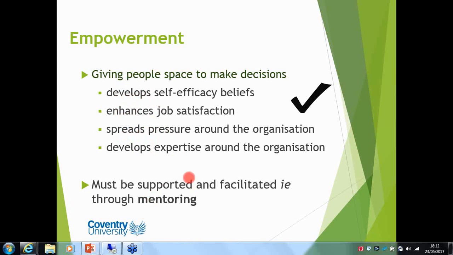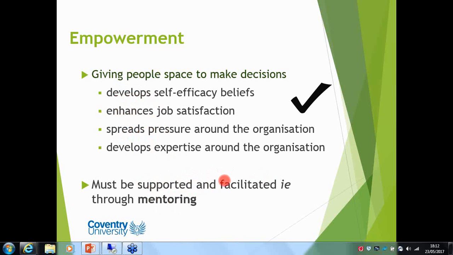And I suppose that the most important point to make here, and I've hinted at it so far, is that this must be supported and facilitated. Not everyone will feel comfortable or confident if you give them a task to undertake and give them the freedom and flexibility to go ahead and do that. That may actually feel quite threatening. They might feel that they're being set up, that you're looking for them to make a mistake.